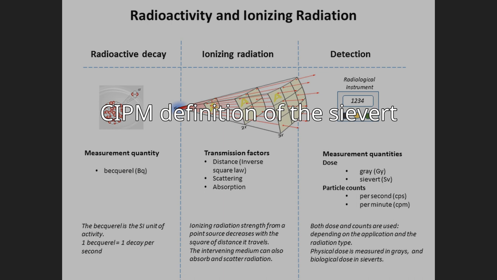In summary, the gray, quantity D, absorbed dose: 1 Gy equals 1 joule per kilogram, a physical quantity. 1 Gy is the deposit of a joule of radiation energy per kg of matter or tissue. The sievert, quantity H, dose equivalent: 1 Sv equals 1 joule per kilogram, a biological effect. The sievert represents the equivalent biological effect of the deposit of a joule of radiation energy in a kilogram of human tissue. The equivalence to absorbed dose is denoted by Q.